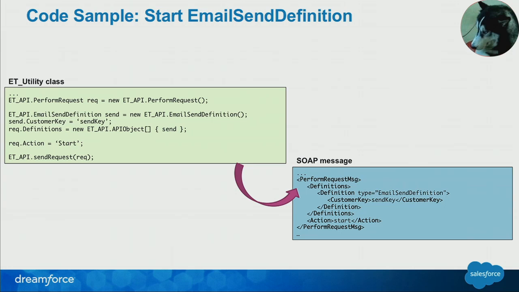And this generates again this SOAP message. So it contains the main element perform request message. It contains the sub elements definitions, which contains all the objects on which we perform something. In this case, it's only this one object, email send definition, with this customer key. And the second child element is action, which contains only the text start.